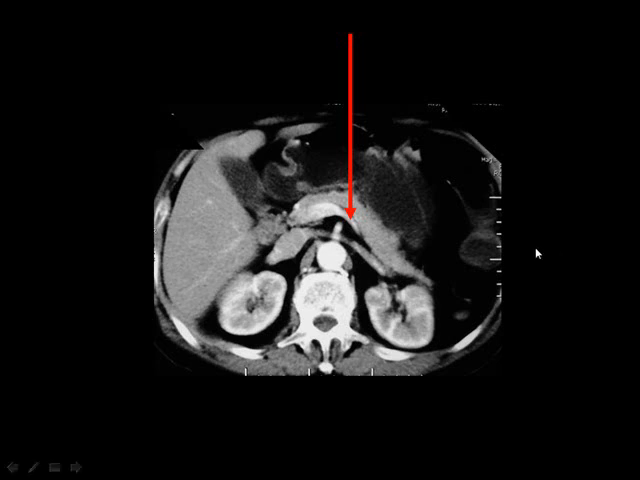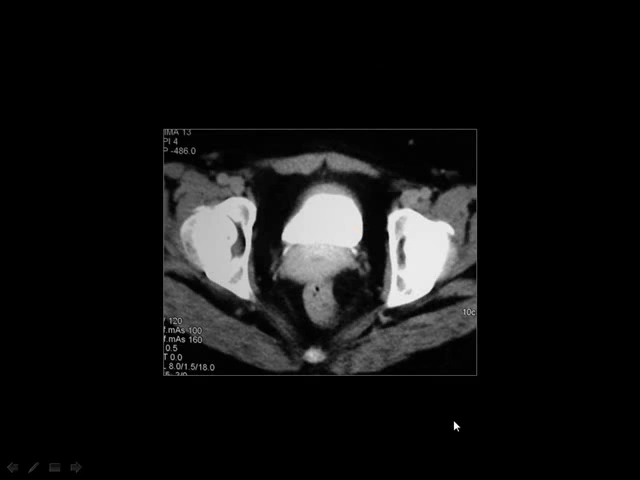Splenic vein. Yes, this is right. The vessel posterior to the pancreas is the splenic vein. Okay, and this is the left renal vein crossing the anterior aspect of the aorta to join the inferior vena cava, and this is the superior mesenteric artery. Okay, then gallbladder, and this is the pelvis.